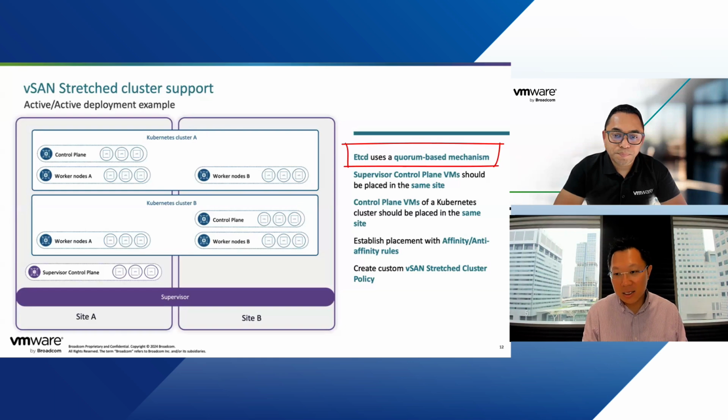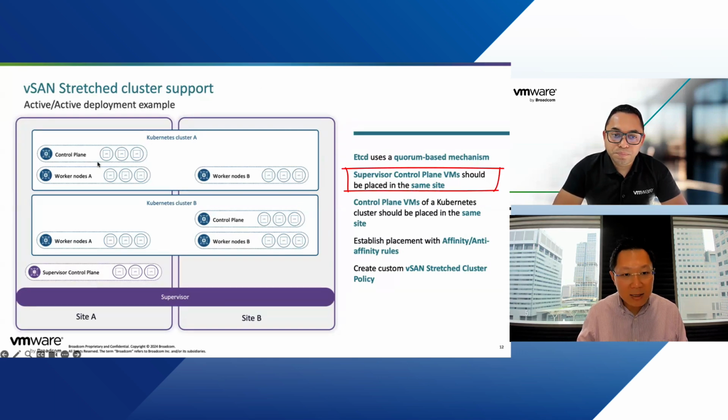As you know, etcd is the database for Kubernetes, keeping all the configuration. It uses a quorum-based mechanism, which means that you need to have half of the replicas active at one time. So there is no real benefit in spreading the etcd nodes, which are the control plane nodes, across two sites. What we recommend is a very specific configuration. Your control plane for your Kubernetes clusters needs to be in one site. However, it can be any site, either site A or site B, but all the nodes have to be together. Likewise for the supervisor control plane, those VMs need to be on a single site.